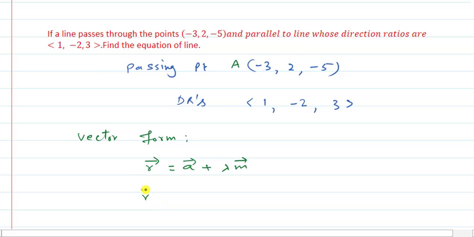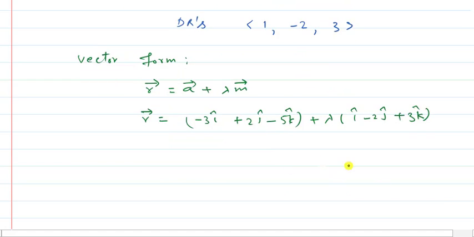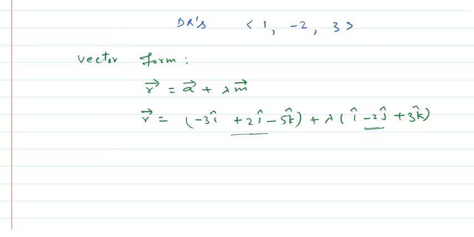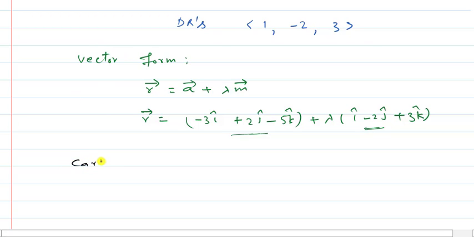So therefore we are getting r is equal to minus 3i cap plus 2j cap minus 5k cap, this is in place of vector A, plus lambda m. M means i cap minus 2j cap plus 3k cap. So this is the vector form. Here this is the passing point and here these are the direction ratios of the line which is parallel to the required line. Now let me write its Cartesian form.